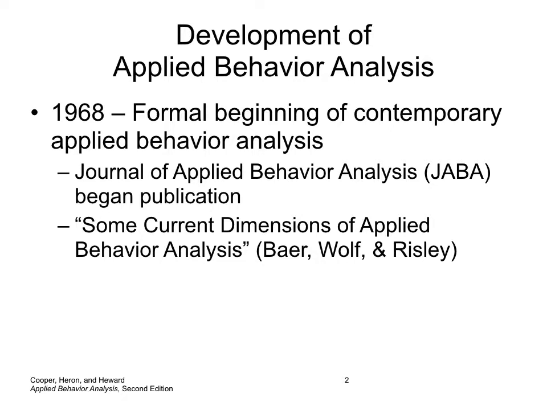In the first week, we said the field of applied behavior analysis started to grow in the 1950s and 1960s, and the field began to expand. Two significant events marked the formal beginning of contemporary applied behavior analysis in 1968: the publication of the Journal of Applied Behavior Analysis began, and the publication of Some Current Dimensions of Applied Behavior Analysis by Baer, Wolf, and Risley.